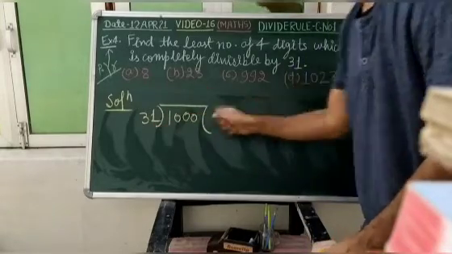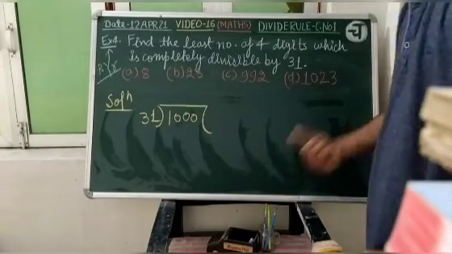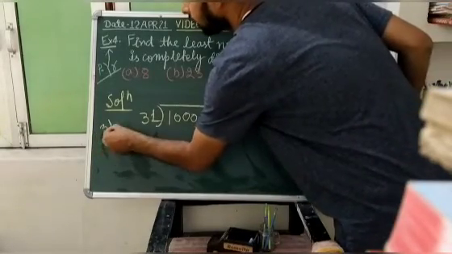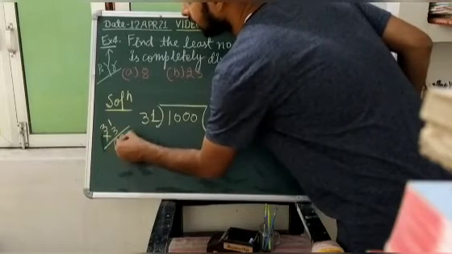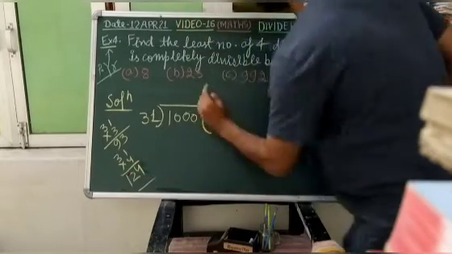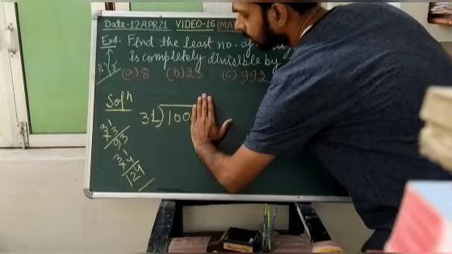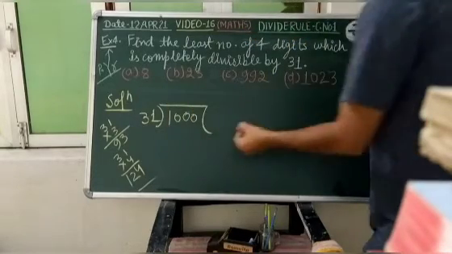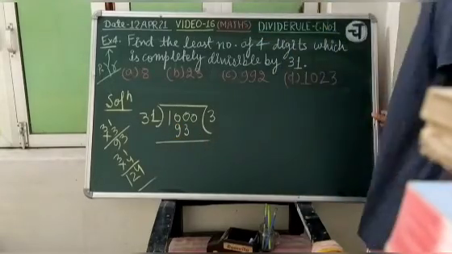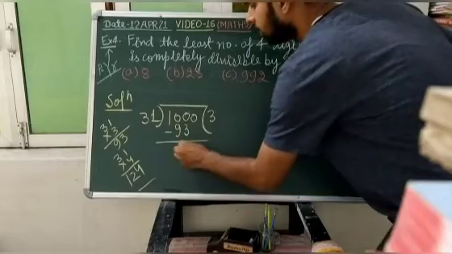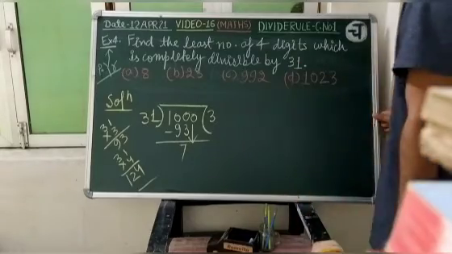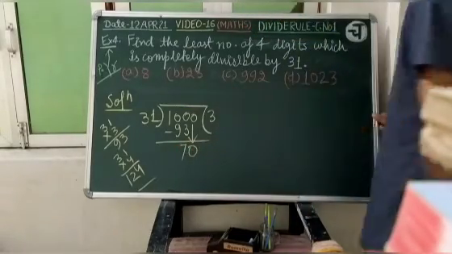So how many times should it go? 31 2s are 62, 3s are 93. You will look, 31 into 3 will give you 93, and if you go 4 times, it will become more than this first 100. So of course you will go 3 times, and 93 will come here. Subtract it: 100 minus 93 is 7. Bring down the next digit, which will make it 70.